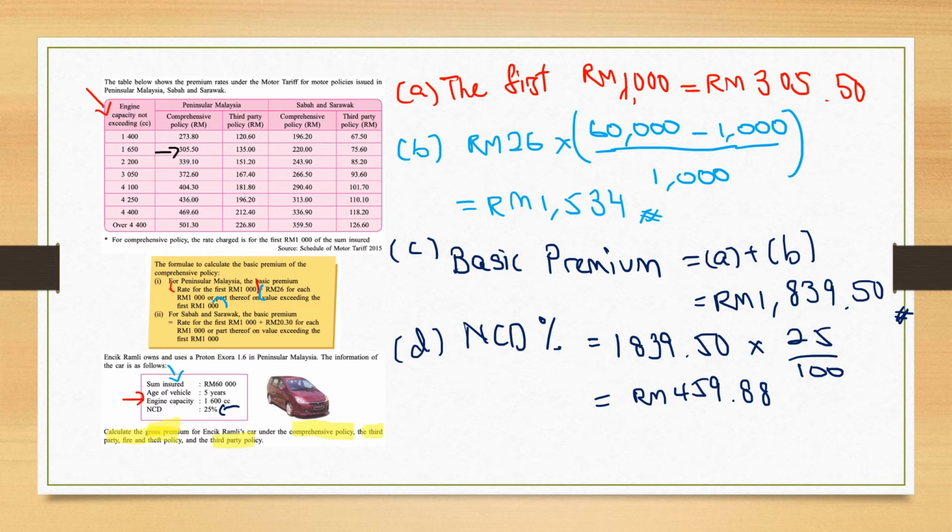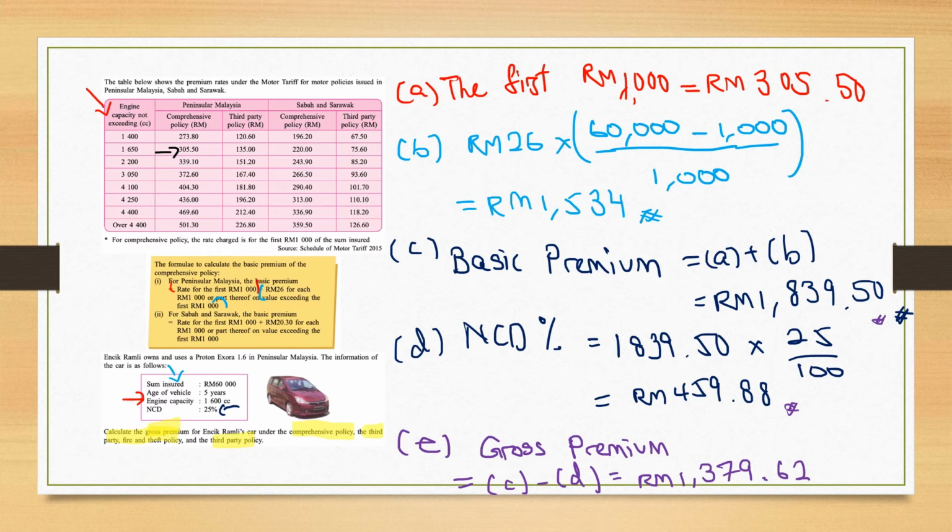Alright. Lastly, now E, you can finally calculate your gross premium as what the question wants. So gross premium, what is that? That will be 1839.50 ringgit and then minus 459 right here. So you minus C minus D, you will get RM1379.62. There goes, 1379 ringgit and 62 cents.